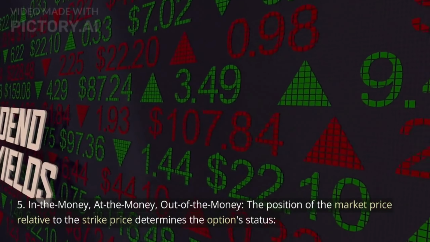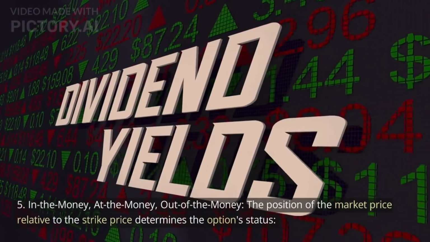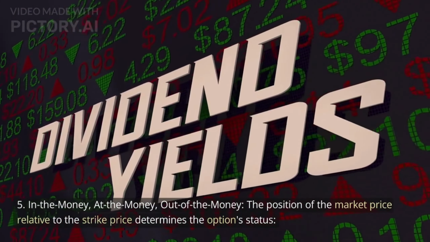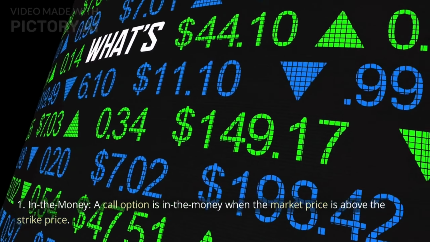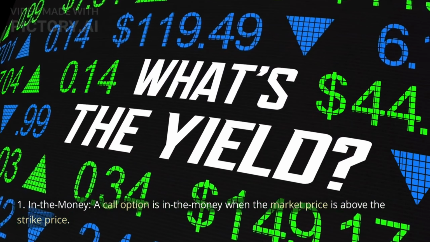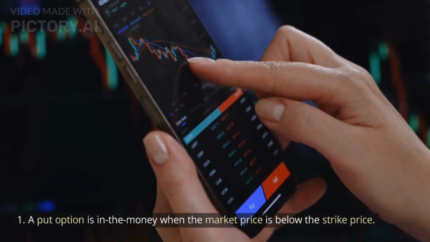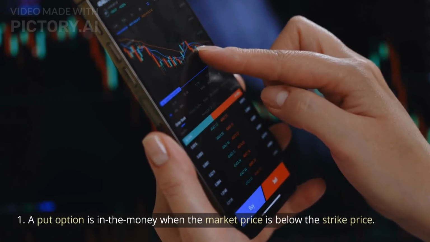5. In the money, at the money, out of the money. The position of the market price relative to the strike price determines the option's status. 1. In the money. A call option is in the money when the market price is above the strike price. A put option is in the money when the market price is below the strike price.